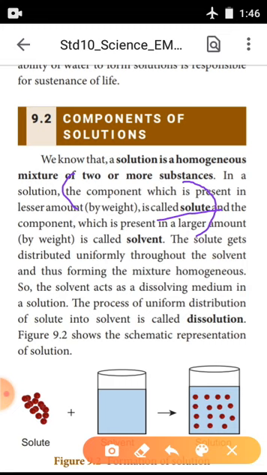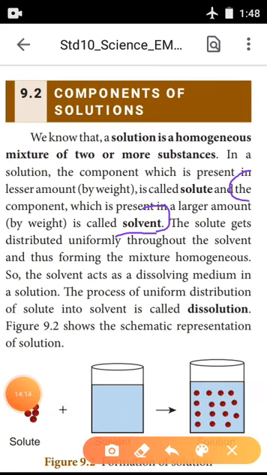So what is solute? The component which is present in lesser amount is called solute. Give the example of solute. Yes, very good. Salt and sugar. These two are also examples of solute. What is the nature of solute? Yes, very good. The nature of solute is solid.